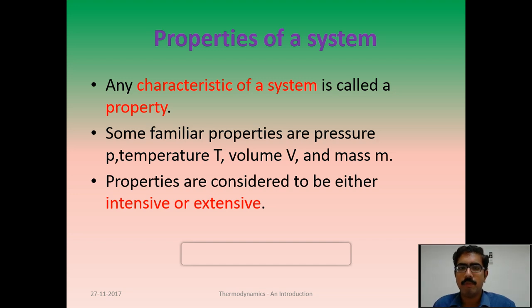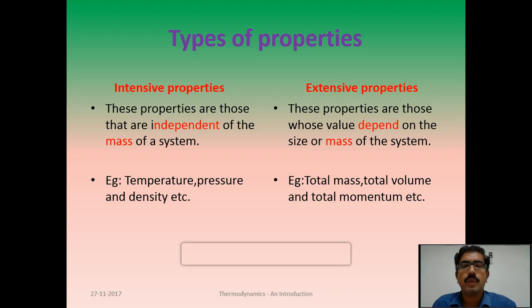Properties are classified into two categories, intensive property or extensive property. Intensive property is independent of the mass of the system. These properties will not be influenced by the mass. Examples are temperature, pressure and density. Extensive properties depend on the mass of the system. These properties will be influenced by the mass. Examples are total mass, total volume, total momentum, etc.